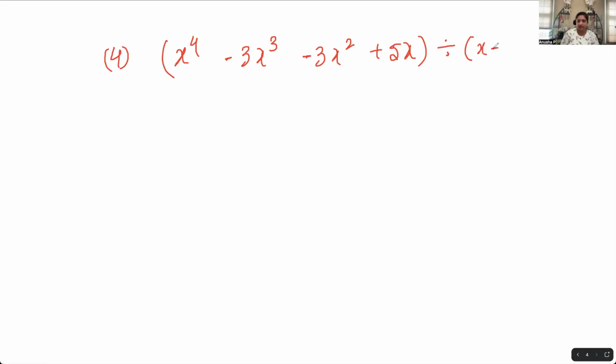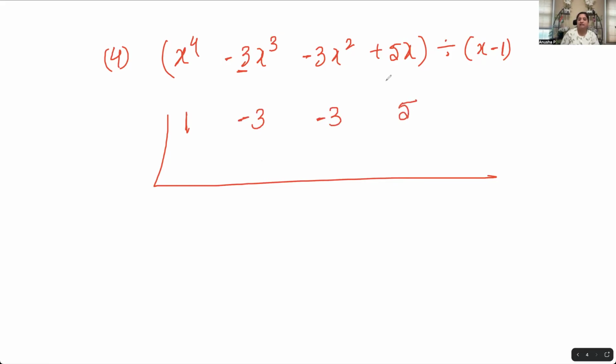Coming to the last example, x to the power of 4 minus 3x cube minus 3x square plus 5x, and we are dividing it by x minus 1. Take the leading coefficients. What are the leading coefficients? The number before any x variable. Okay. Here nothing is there. So 1 and negative 3, negative 3 and 5. In this question, we have all the degrees, so no need to add any zeros.